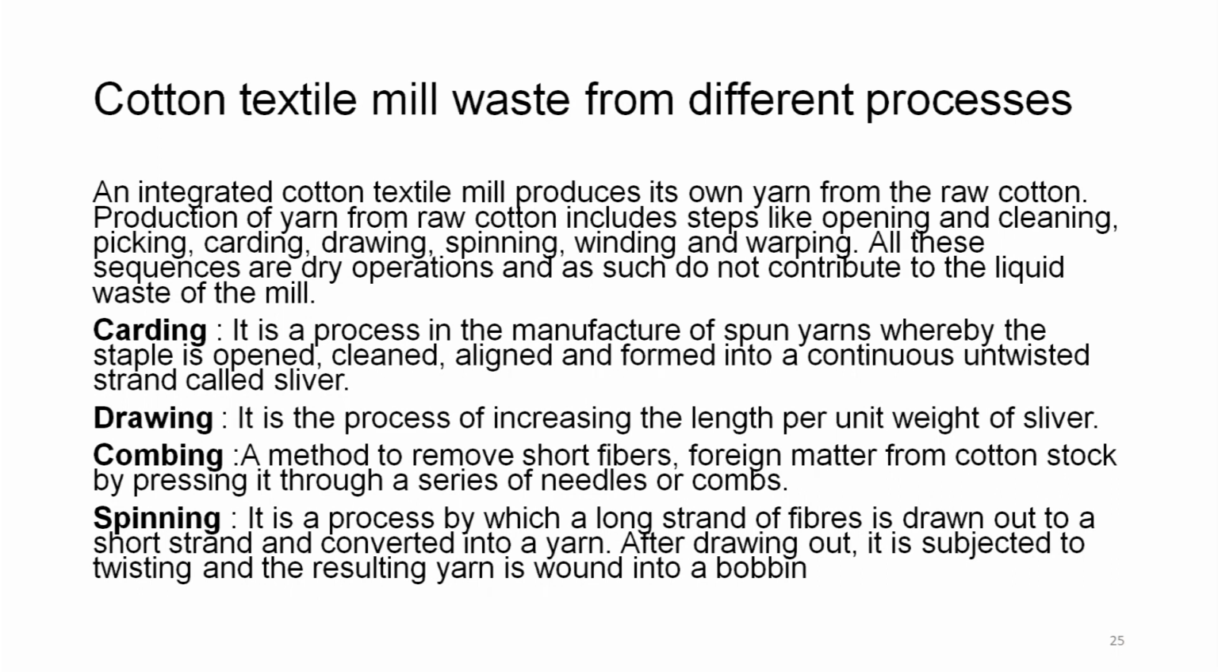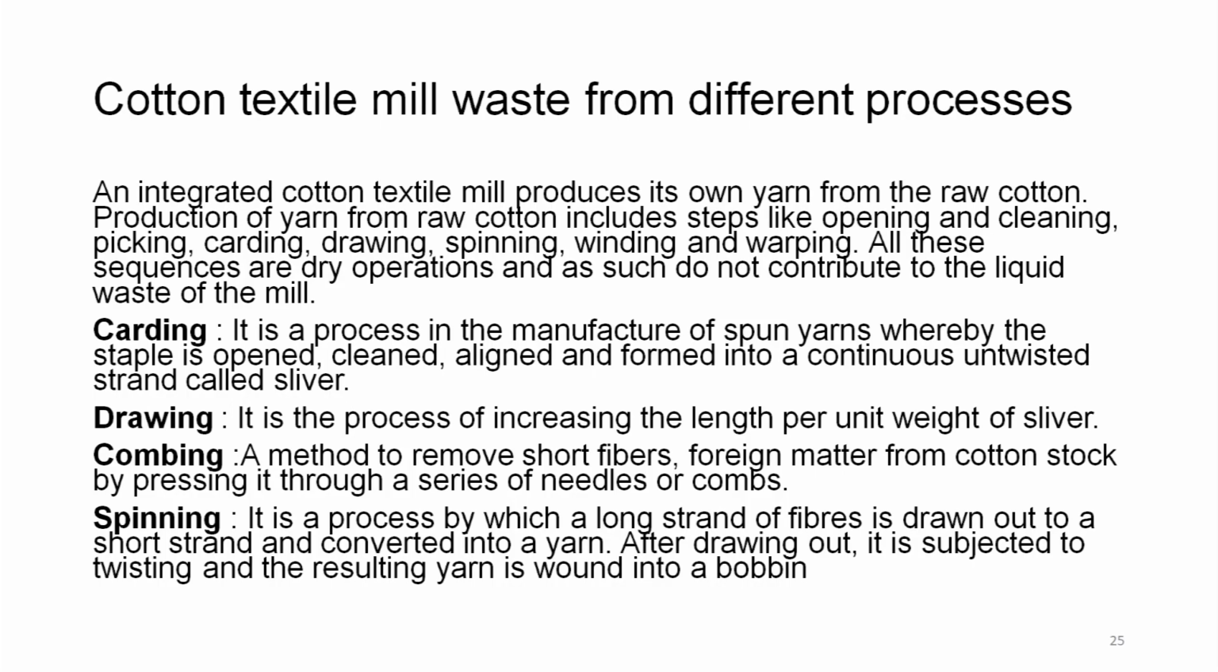In a cotton textile mill itself, waste is generated from different processes. An integrated cotton textile mill produces its own yarn from the raw cotton. Production of yarn from raw cotton includes steps like opening and cleaning, picking, carding, drawing, spinning, winding and warping. All these sequences are dry operations, as such do not contribute to liquid waste in the mill.